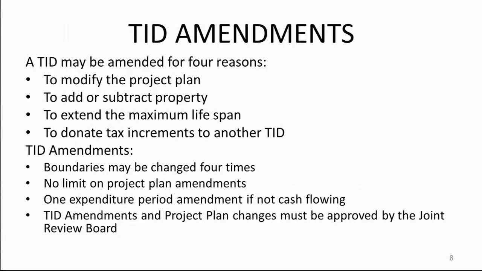So TID amendments. A TID may be amended for four reasons. Number one, to modify the project plan, to add or subtract property, to extend the maximum lifespan, and to donate tax increments to another TID. TID boundaries may be changed 4 times. There is no limit on the project plan amendments. There is 1 expenditure period amendment if not cash flowing, and any of the TID amendments and or project plan changes must be approved by the Joint Review Board.